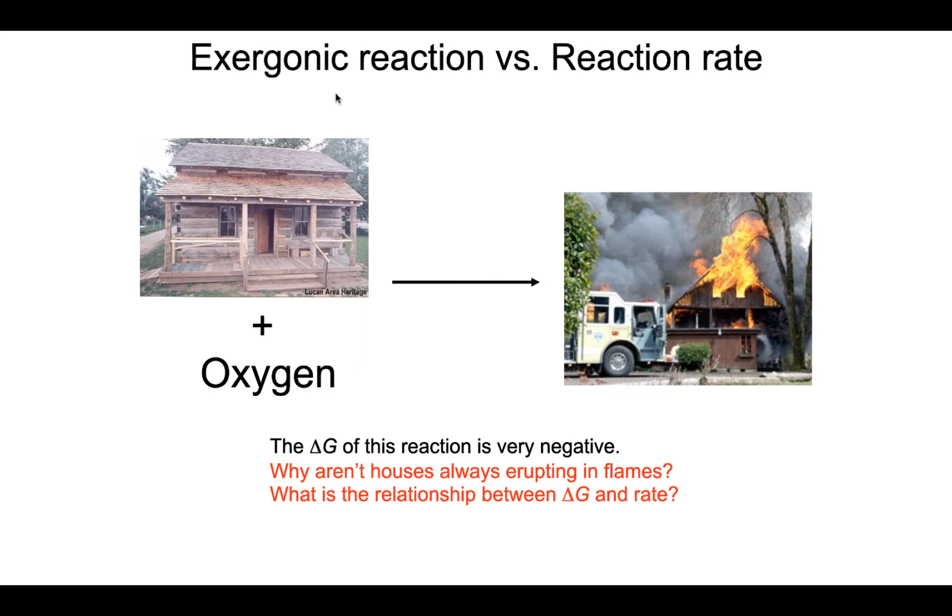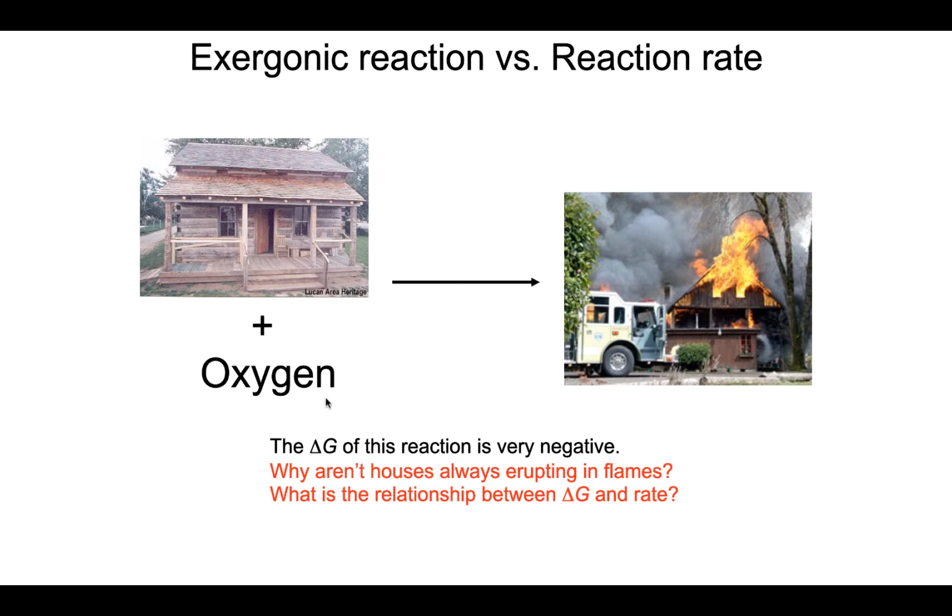Now, how fast it's going to reach equilibrium has nothing to do with delta G. It has to do with the reaction rate, okay? So the delta G determines which direction that reaction must run to reach equilibrium, and the reaction rate determines how fast that is going to occur.